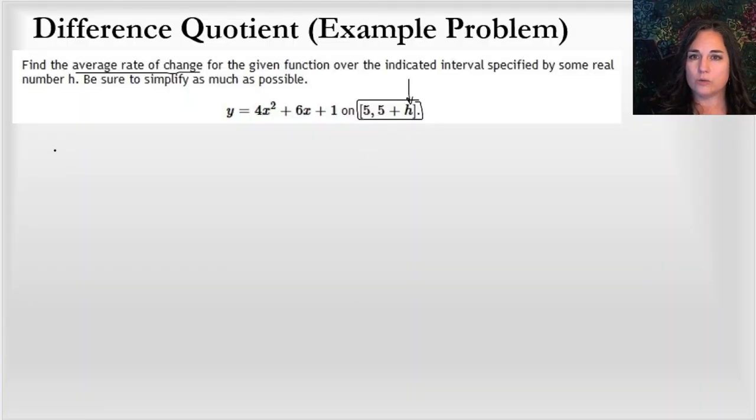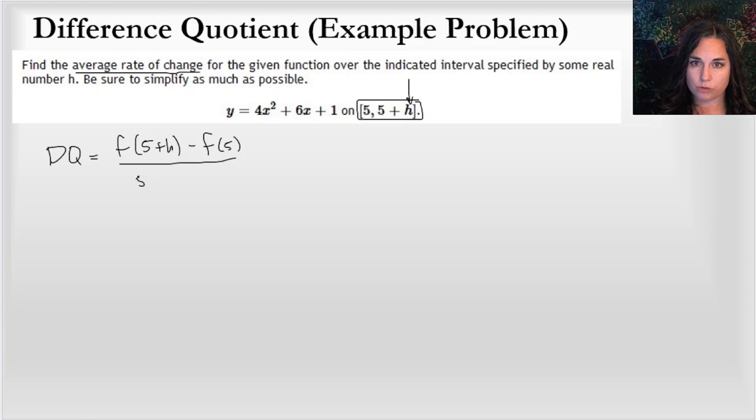So what we're going to do in order to find the difference quotient is take f of 5 plus h, subtract off f of 5, and then divide by x2 minus x1, so 5 plus h minus 5. So that's average rate of change, the difference quotient. You may see how it results in the same equation, right?